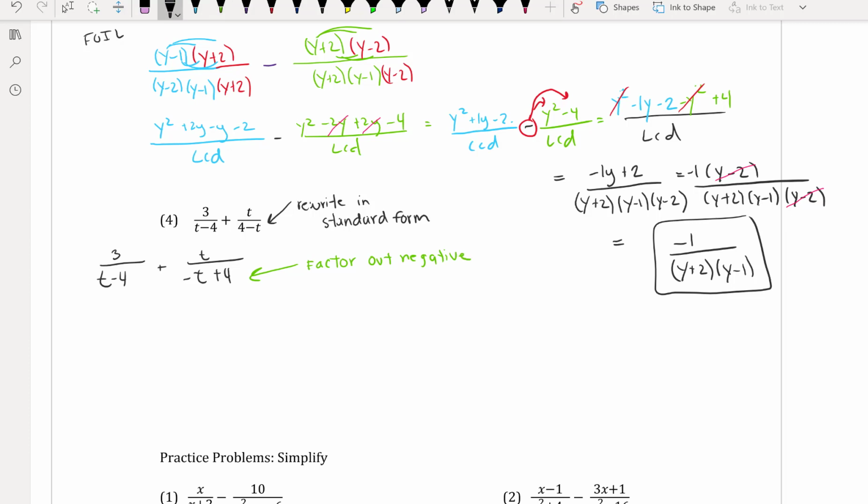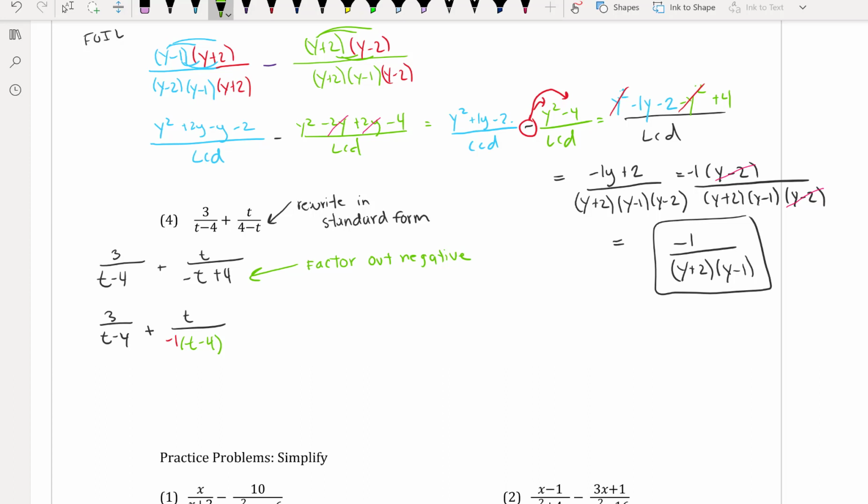So I'm going to factor out a negative. I'm going to leave the first fraction alone, 3 over t minus 4. Nothing's happening there. Down at the bottom, I'm factoring out a negative 1, so I can be left with t minus 4. So that's cool. What I ended up doing is factoring where the denominator is almost the same.